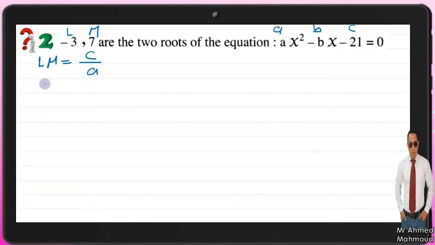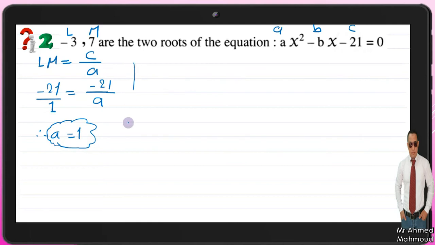Okay, so L times M, negative 3 times 7 equals negative 21, equals C. In place of C I will write negative 21. In place of A I will write A. Okay, it's clear here, negative 21 equals negative 21 over A, here over 1, so it's clear that A equals 1.